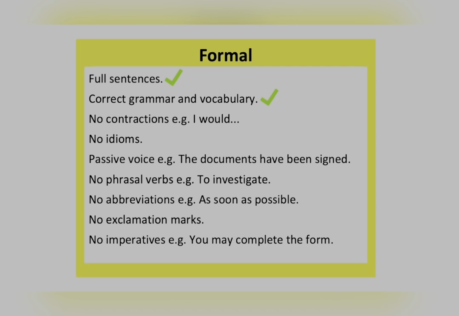Contractions are shortened versions of words, and we usually place an apostrophe where the letter is missing. We don't use contractions in formal language. For example, we would use the phrase I would instead of I'd. Idioms are expressions used in English. We don't use idioms in formal language.